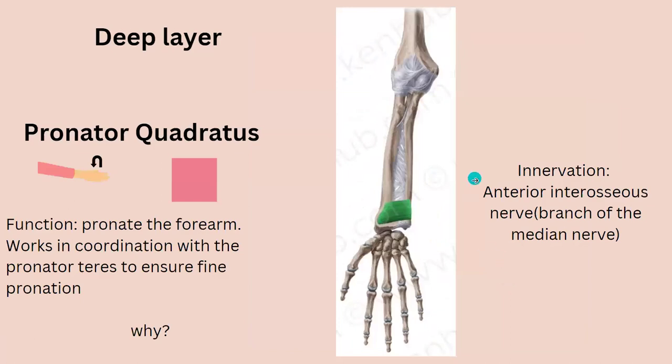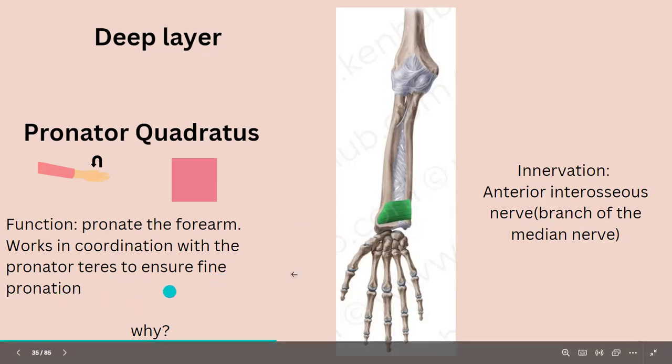Now, remember the pronator teres? We said it primarily functions to pronate at your proximal radial ulnar joint. So this is the opposing guy, or this is the guy that sits at the end. So this is the pronator quadratus. Now, pronator, again, it pronates. Quadratus just means quad-shaped or square shape. So it is actually square shape and does pronate. So it sits at the distal radial ulnar joint. It's innervated by the anterior interosseous nerve, which is, again, the branch of the median nerve. So again, it works in coordination with the pronator teres to ensure fine pronation.